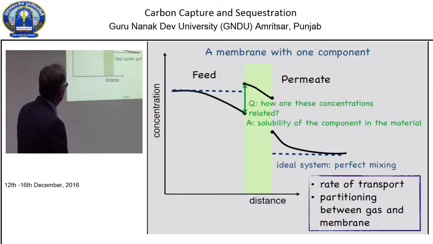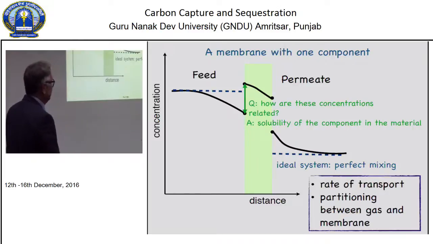Something happens in the membrane, and on the other side of the membrane, I have less material, and again, I have this little drop-off here because it's not perfectly well mixed. So inside of this material, I have a much higher concentration. And why is that so? How are these concentrations related?